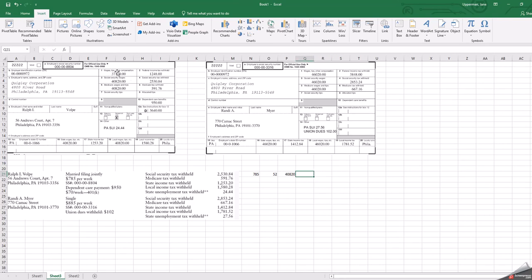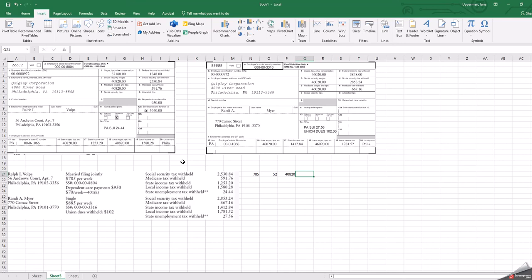Now, if you look up here in box 1, this is the wages and compensation that is subject to federal income tax. And again, they're telling us what was withheld. Are they not? They're not. All right, so we have to go back and calculate that, if we were working out this problem. Hold on here. Let me go back.